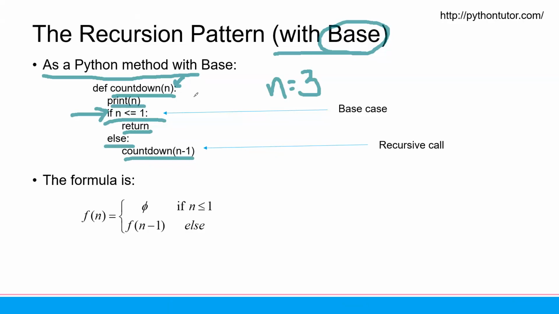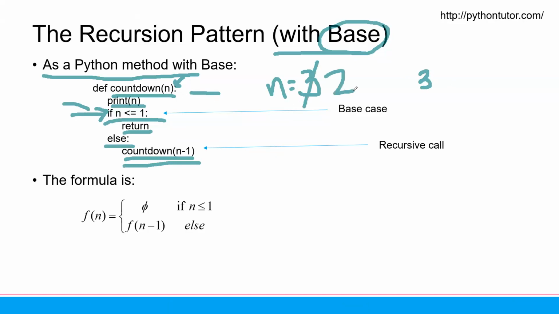If n equals 3, I will print n, I will print 3, and then it will check: is n less than or equal to 1? No, 3 is still greater than 1. Then we will do the countdown, n minus 1.